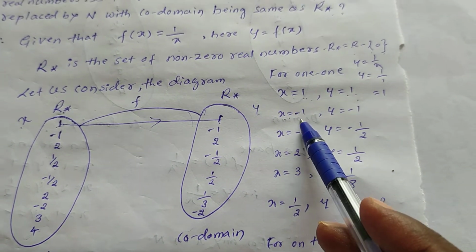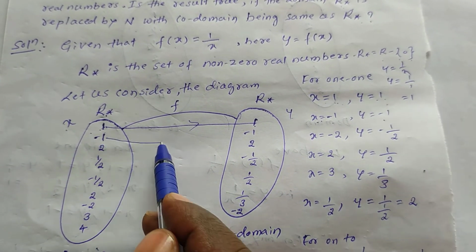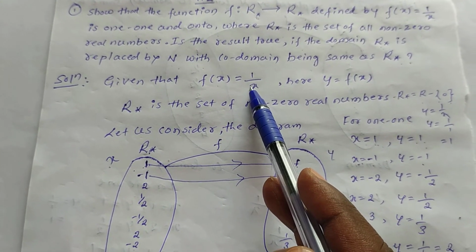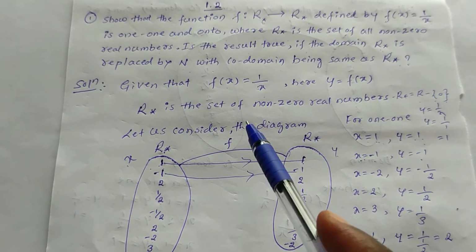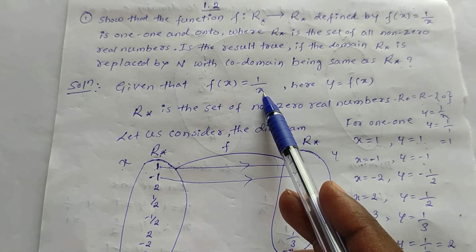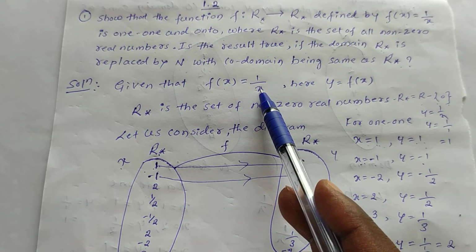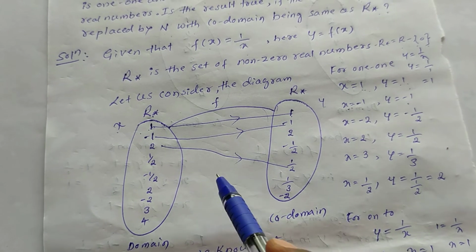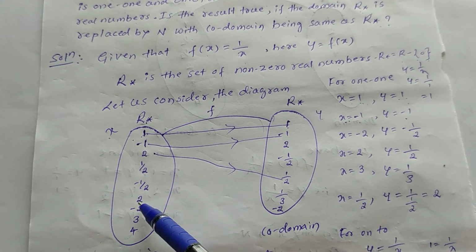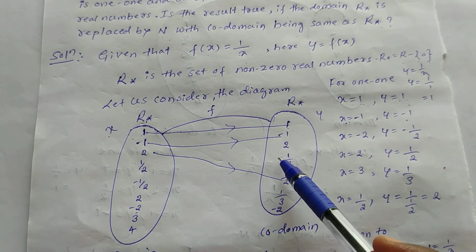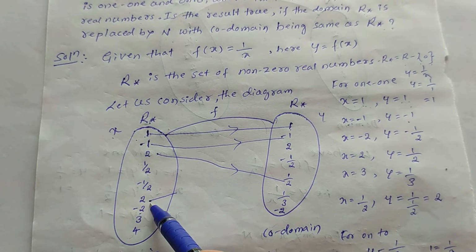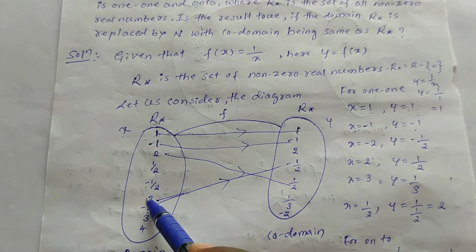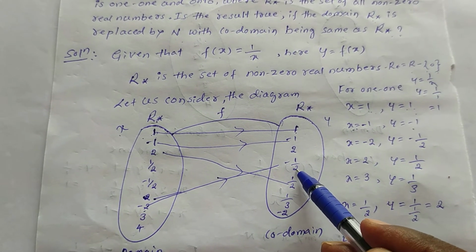And for x equal to minus 1, y is equal to minus 1, because if you put x equal to minus 1 here, 1 by minus 1, you get y equal to minus 1. When x is equal to 2, y is equal to 1 by 2. When x is equal to minus 2, you get y equal to minus 1 by 2.